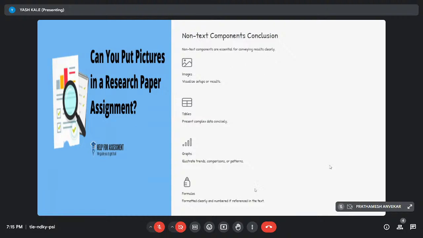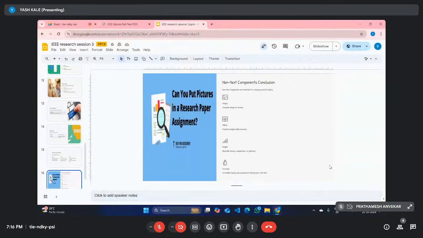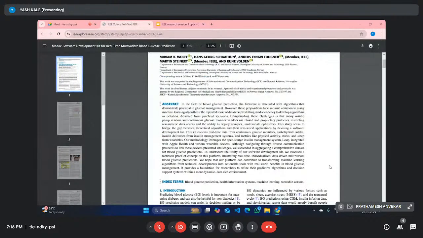Another non-text component that we will look at is the formulas. The formulas may be included if you are using any mathematical formula in your research paper, like if you're using any mathematical formula to calculate a particular thing in your research work. You can mention it in your research paper, and you just have to ensure that they are properly formatted and numbered, and they are also referenced in the text. So I will just show you how these non-text components are used in a research paper.